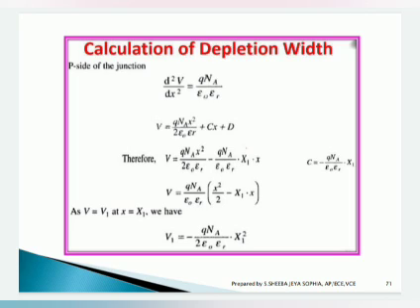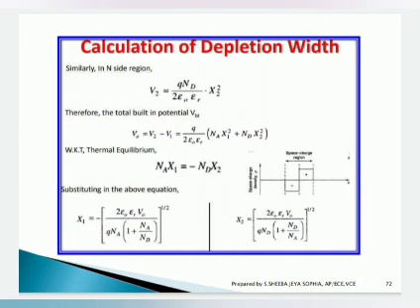Here we are calculating two values, for the p side region and the n side region. So here, taking V is equal to V1 for the p side region and V2 for the n side region. Similarly, x is equal to x1 for the p side region and x2 for the n side region. We are getting the corresponding values of V1 and V2. A similar calculation is used for the n side region also, and we are finding the value of V2.